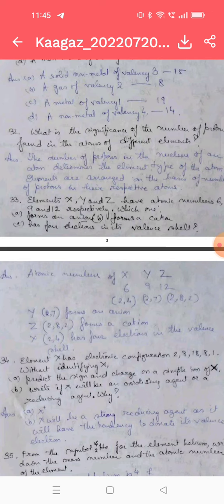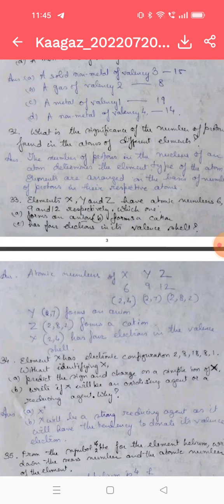So, the electronic configurations: atomic number 6 will be 2 and 4, 9 will be 2 and 7, 12 will be 2, 8 and 2. Now, see Y, as it has 2 and 7, so it will gain how many electrons? 1 electron, forming an anion. As it is gaining an electron, it will form an anion.